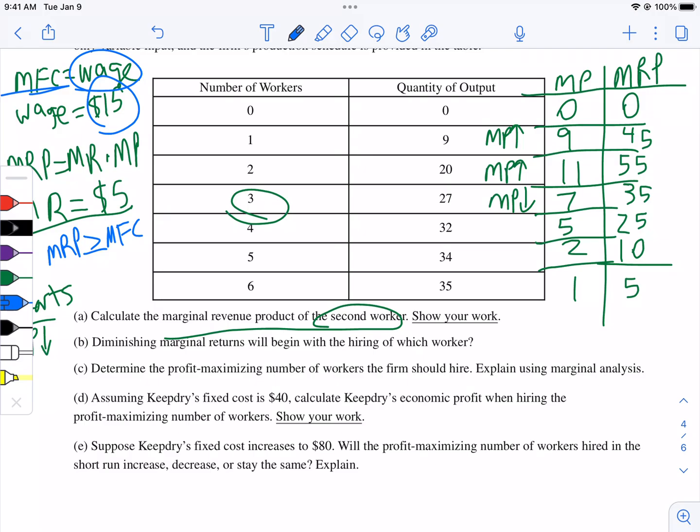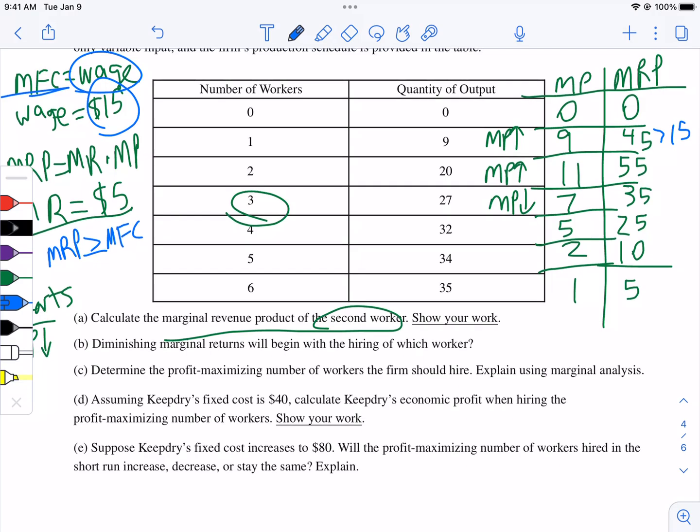So do you hire the first worker? Yes, because your MRP is 45, and that's greater than 15. So yes, you hire them. You hire the second worker, you hire the third worker, and you hire the fourth worker because your marginal revenue product is 25, which is greater than the MFC.